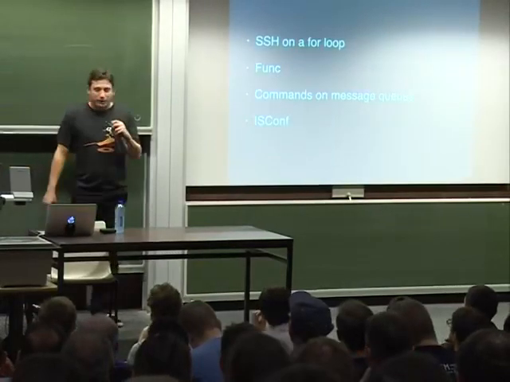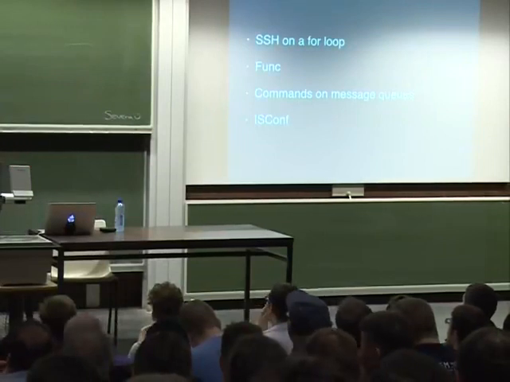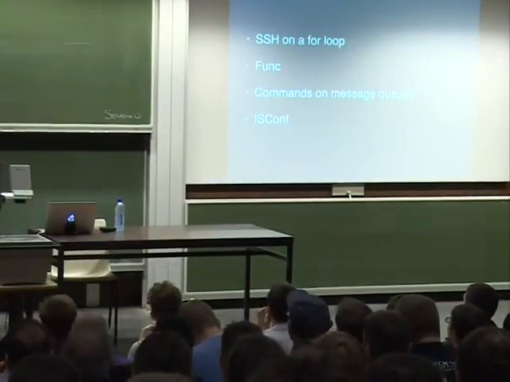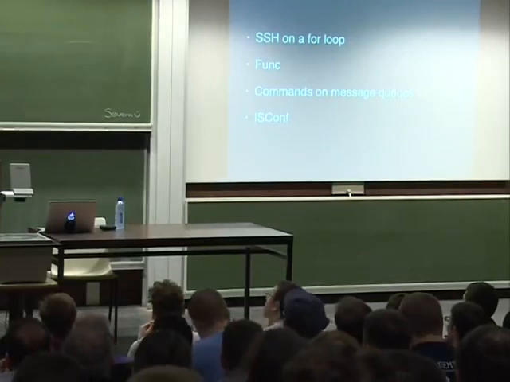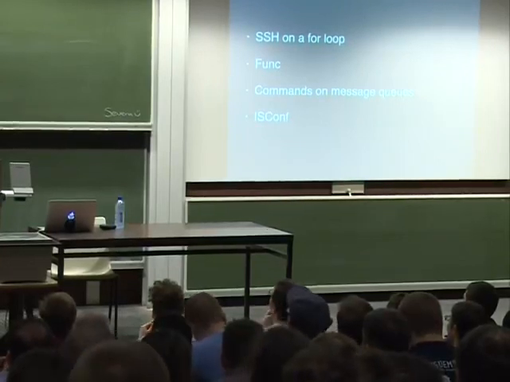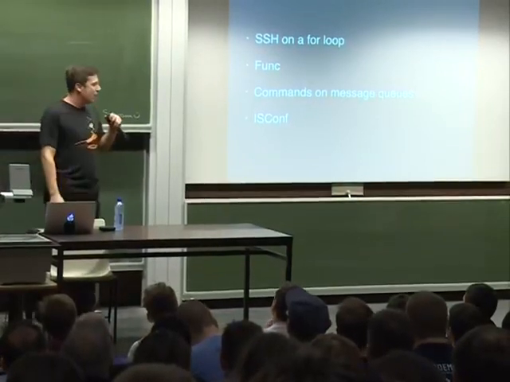Then for the distributed systems version of this, you have the SSH for loop. Everybody's written that script as well. For I in backticks cat servers.txt do SSH root at $I do it.sh. You've all written that. Func commands and message queues.